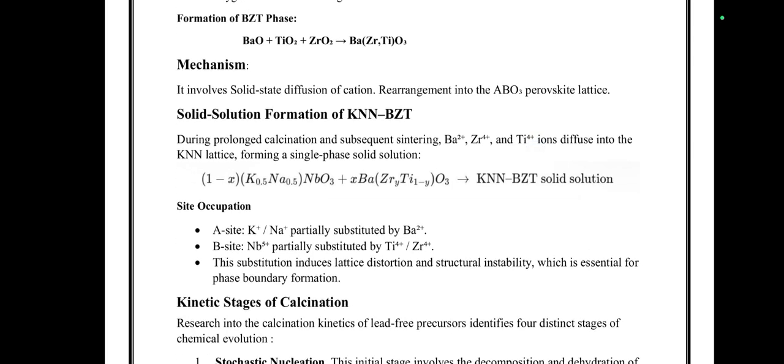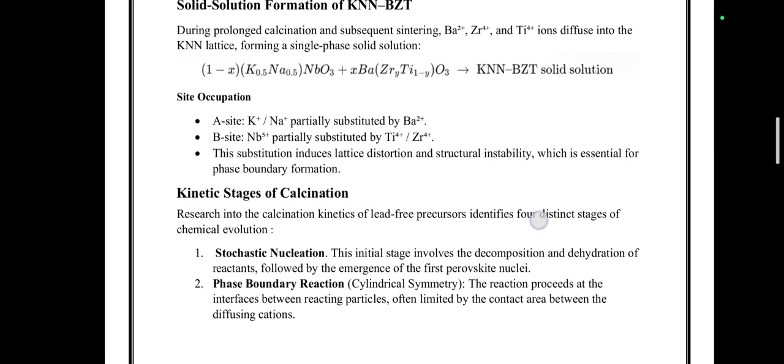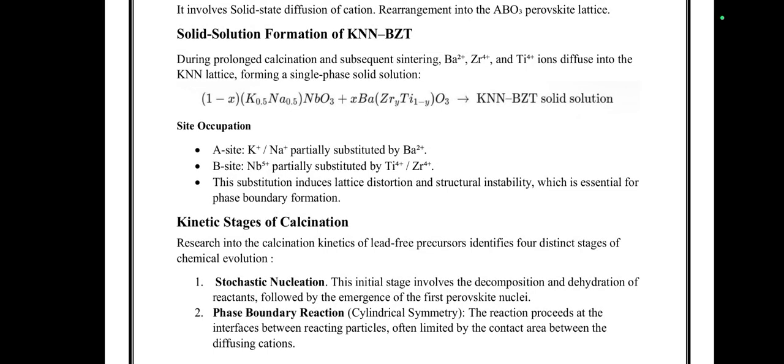Basically, the mechanism involved in the synthesis of piezoceramic material is solid state diffusion of cations and rearrangement into the ABO3 perovskite lattice. Solid solution formation of KNN-BCT: during prolonged calcination and subsequent sintering, barium, zirconium, and titanium ions diffuse into the KNN lattice, forming a single phase solid solution. As shown in the reaction, KNN and BCT reactants combine and form a KNN-BCT solid solution.